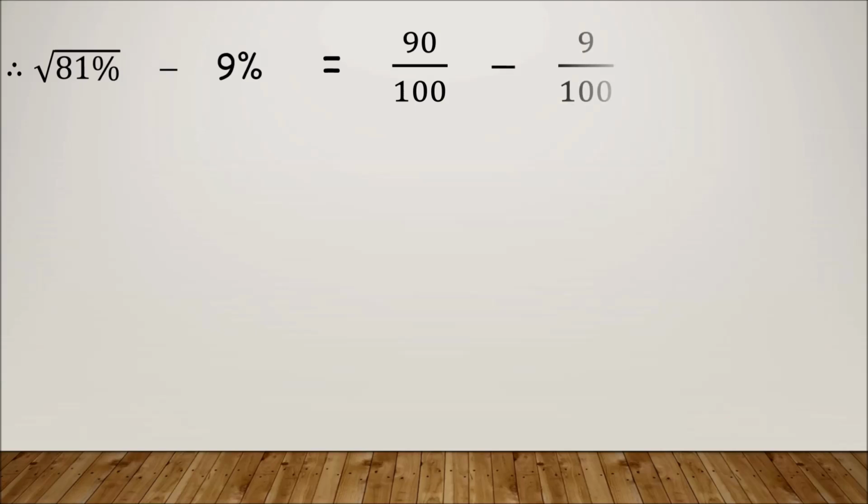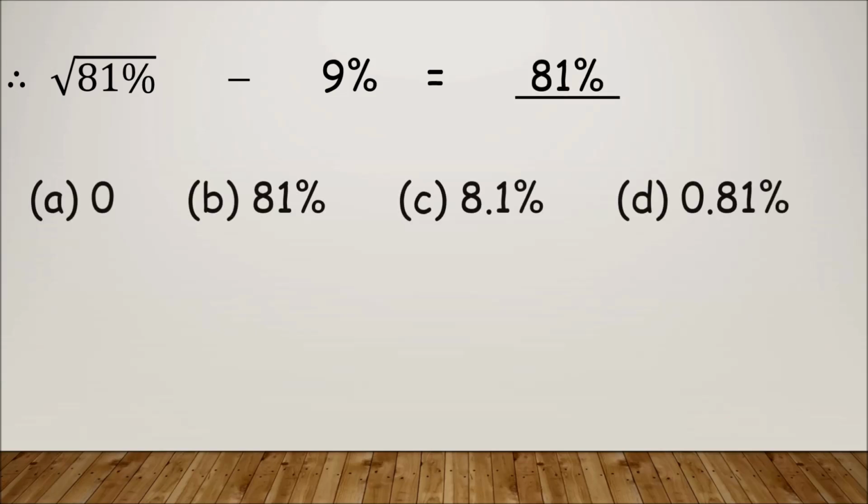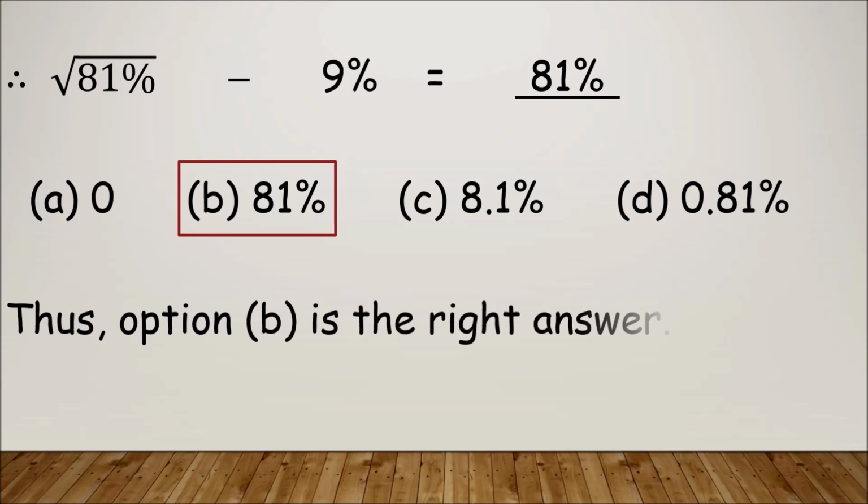Putting 90 by 100 in place of 9 by 10, our original question becomes square root of 81% minus 9% is equal to 90 by 100 minus 9 by 100. Now, since the denominators are the same, we subtract the numerators and get 81 by 100. And converting this fraction into its percent form gives us 81%. Therefore, square root of 81% minus 9% is equal to 81%. From the options, we can see that option B is the right answer.